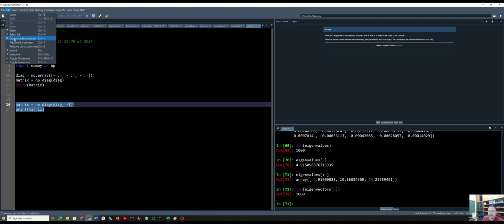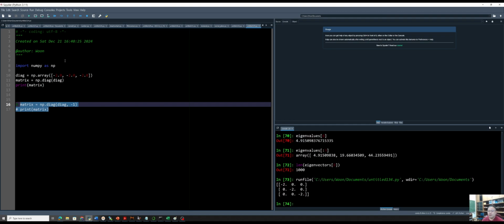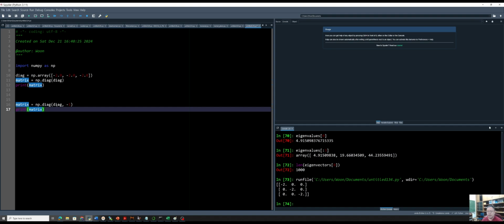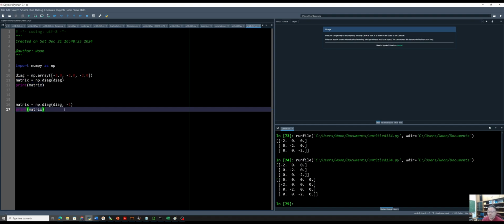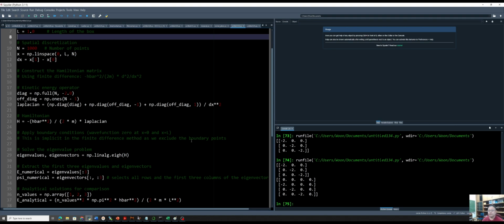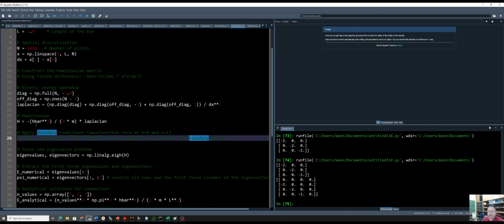So let's look at a bit of detail. If I run this, np.array is a 1D array of 2, 2, 2, 2, and np.diag then gives a diagonal with -2. And if I do -1, you see you fill just below the diagonal. So now I can create the Hamiltonian.